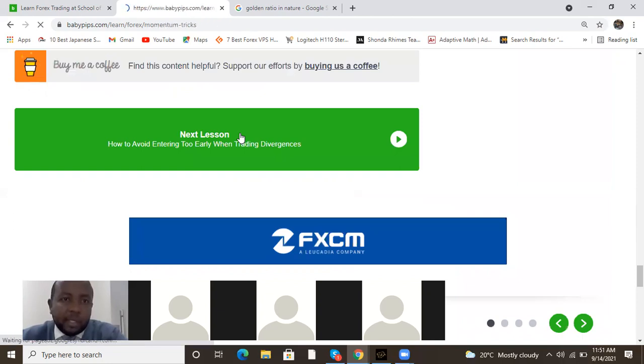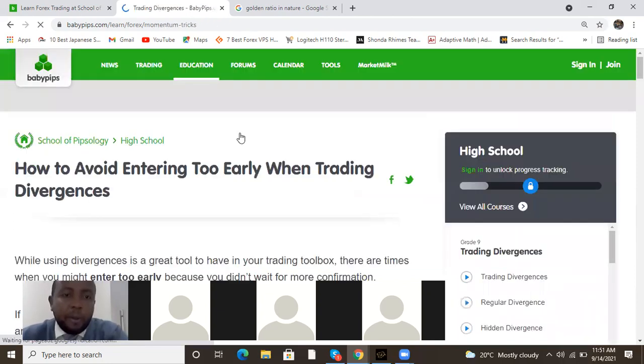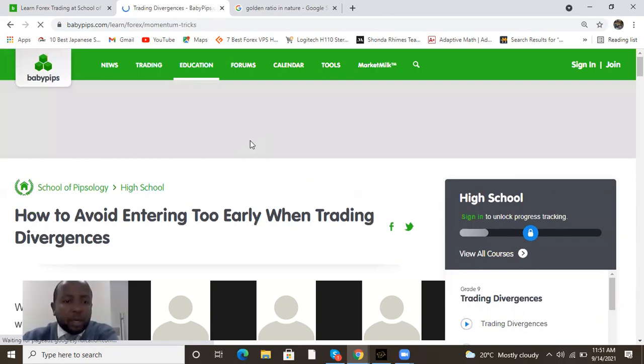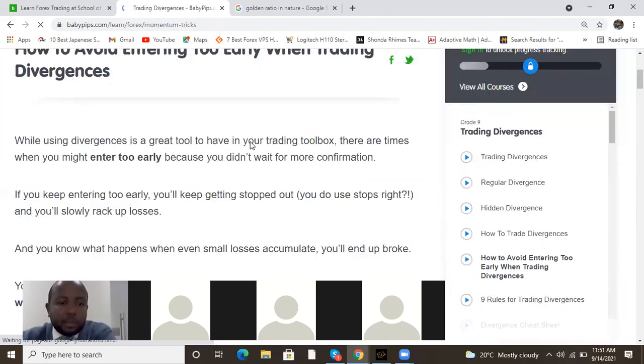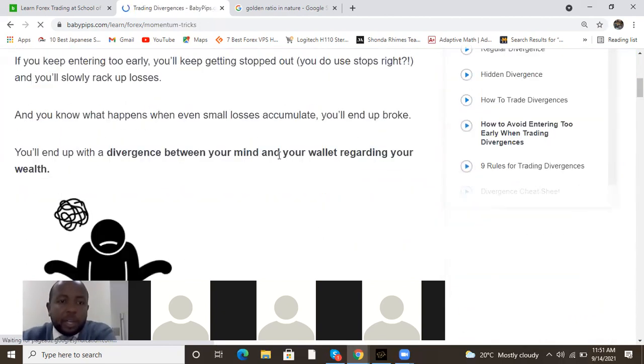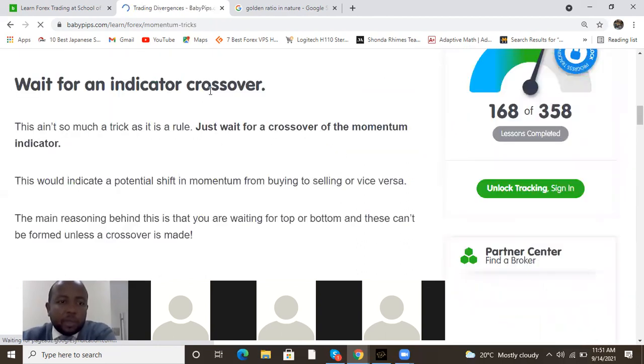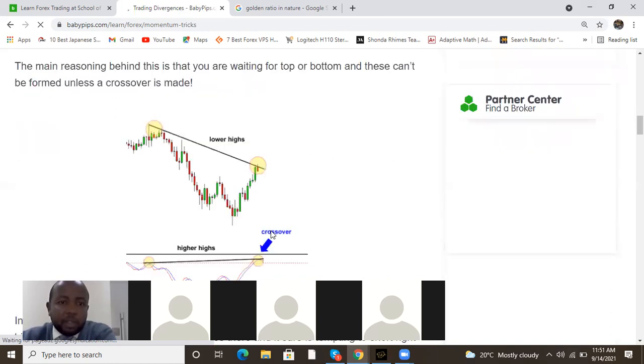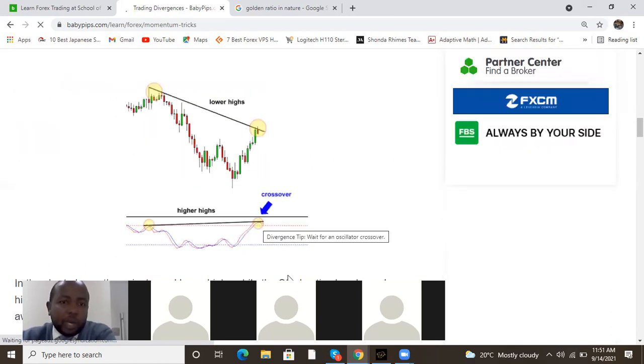Let's see how to avoid entering early. When you're using divergence, you have to pay close attention to the oscillators. Otherwise, you'll end up with a divergence between your mind and your wallet regarding your wealth. So wait for an indicator crossover. This is very, very important. So when's the crossover? This crossover. So always look at especially stochastic.